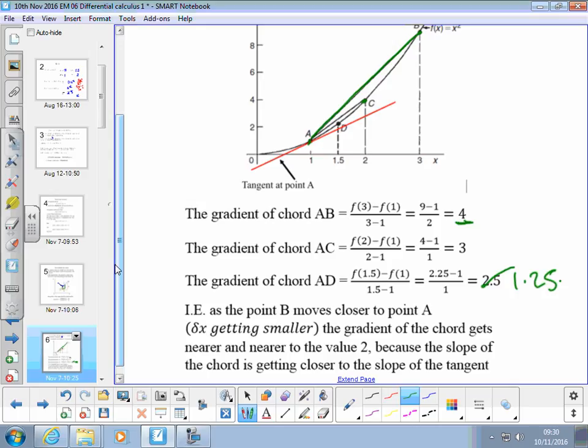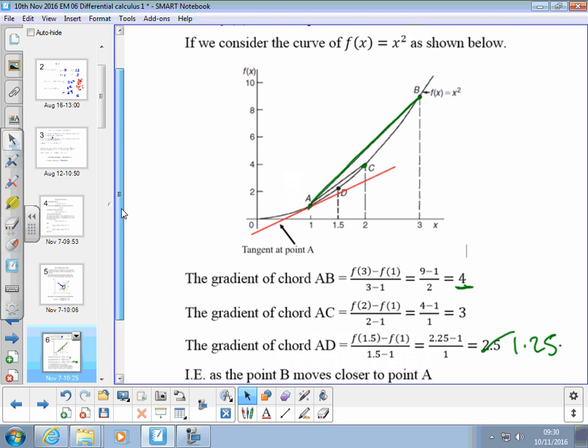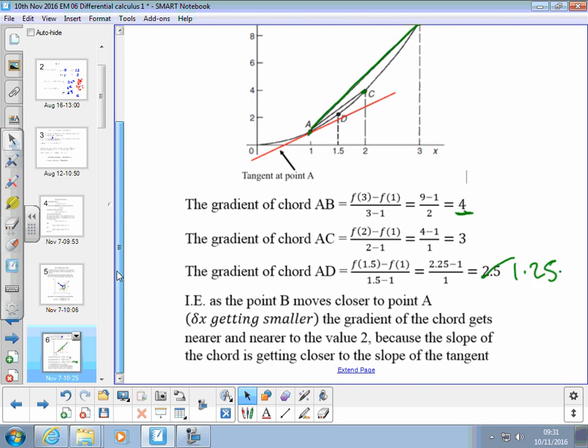I.e., as the point B moves closer to point A, delta x effectively is getting smaller. We get closer and closer to the real slope. The slope of these chords, as we get successively shorter in the chord, is getting closer and closer to the actual slope at that point. Okay?